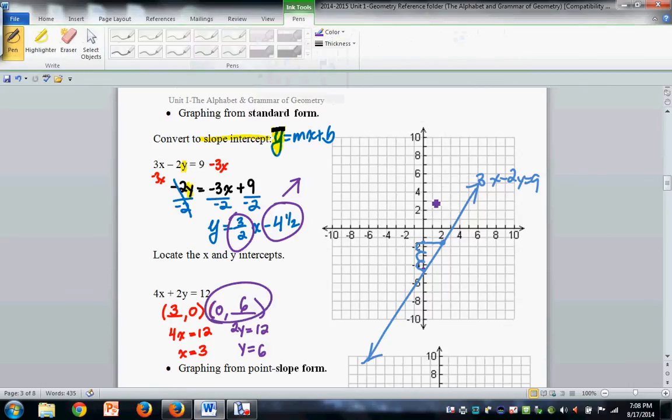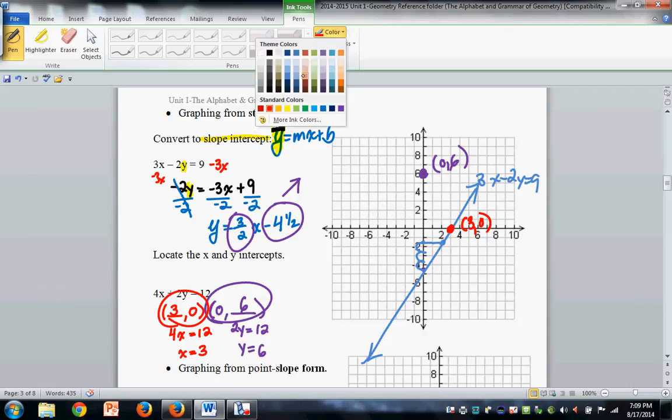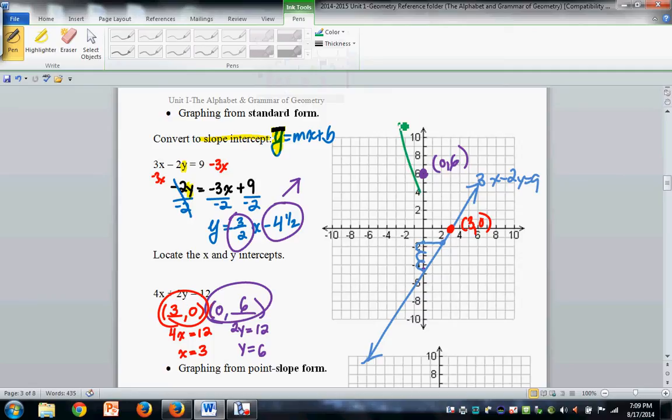So I'm going to graph 0, 6, which is right here. And I'm going to graph 3, 0, which is right there. So that's graphing using y equals mx plus b and graphing using intercepts. So that was 4x plus 2y equals 12.